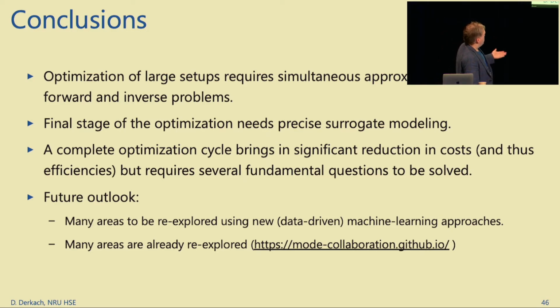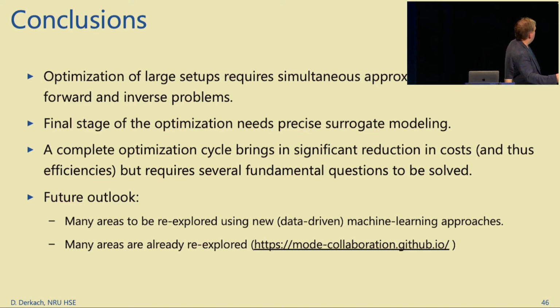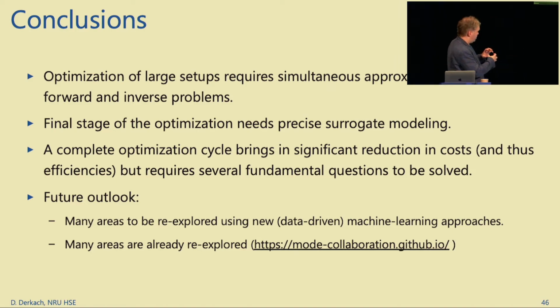Then in the last part, we created some kind of surrogate modeling. This allowed us to have a complete optimization cycle, which is automatized, and we are able to have better results. I mean, less expensive results and more efficient detectors with the same amount of money. And so many areas actually now are being re-explored using this kind of approaches.